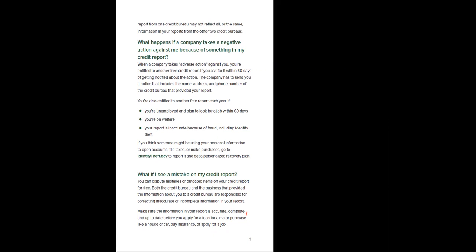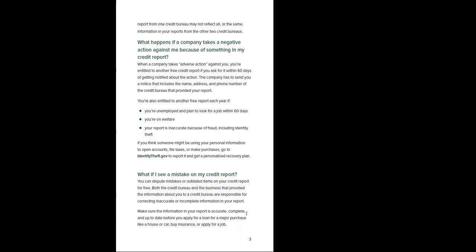Especially with your lender, your loan officer, be transparent with them. They're here to help you, not to hurt you. So if there are any inaccuracies, let us help you get it cleaned up and point you in the right direction. If there is a mistake on your credit report, you can dispute mistakes or outdated items on your credit report for free.